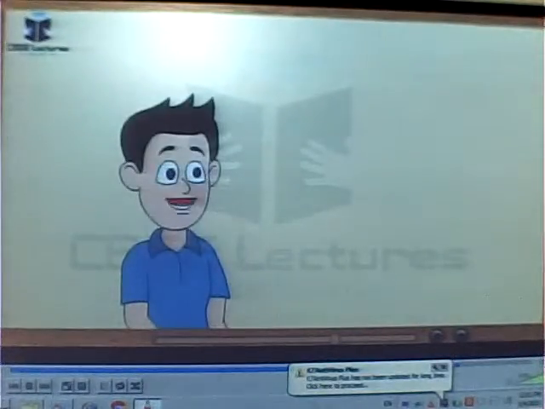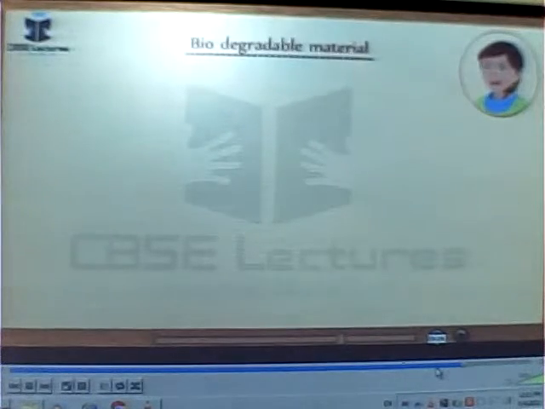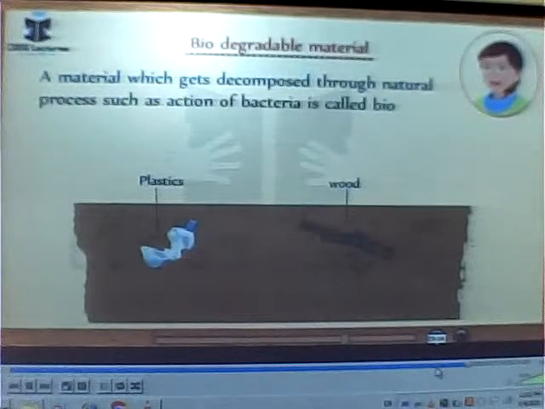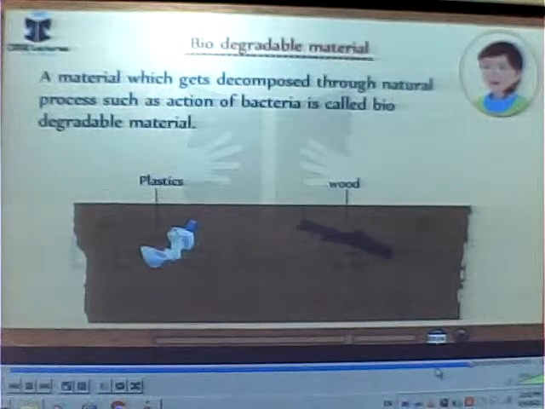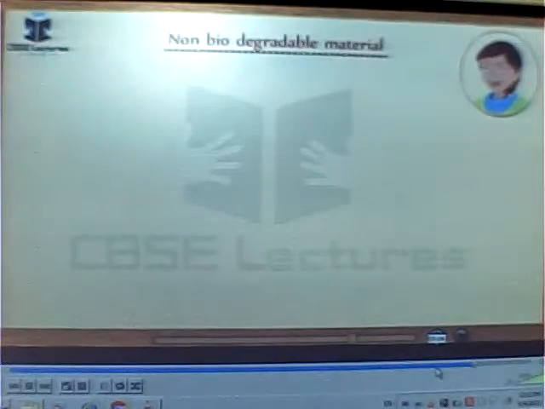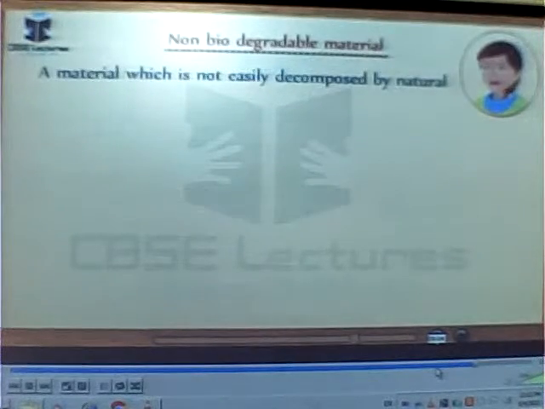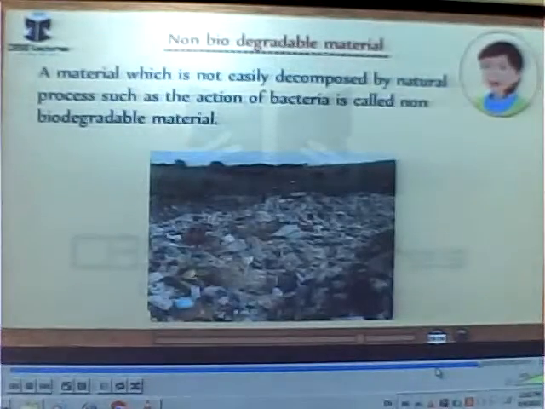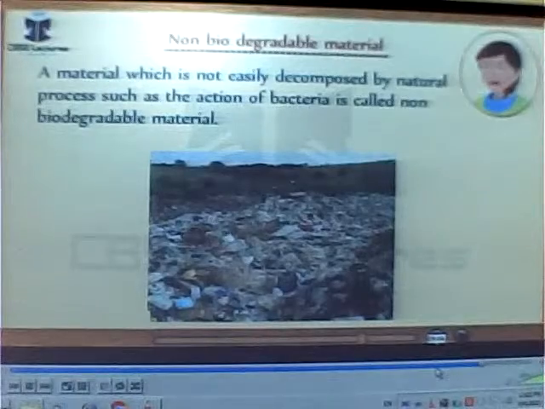Ma'am, what are non-biodegradable materials? Biodegradable and non-biodegradable materials. Biodegradable material: a material which gets decomposed through natural processes such as the action of bacteria is called biodegradable. Examples: cloth, jute, paper, wood. Non-biodegradable material: a material which is not easily decomposed by natural processes such as the action of bacteria is called non-biodegradable material and hence causes pollution.